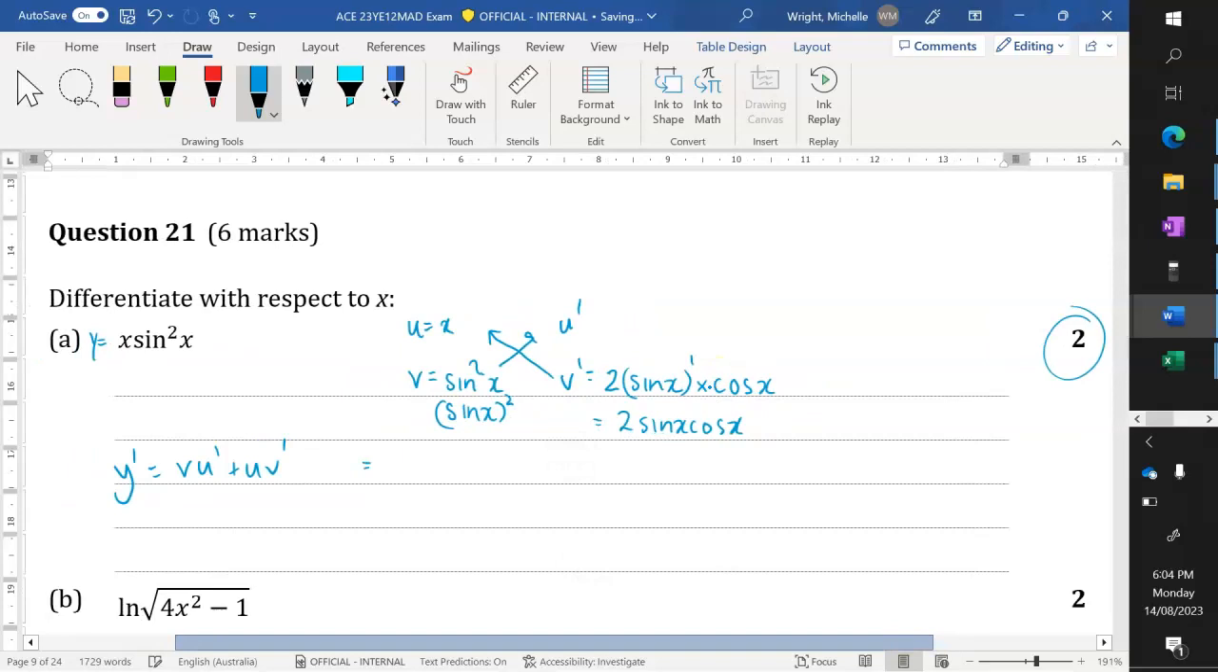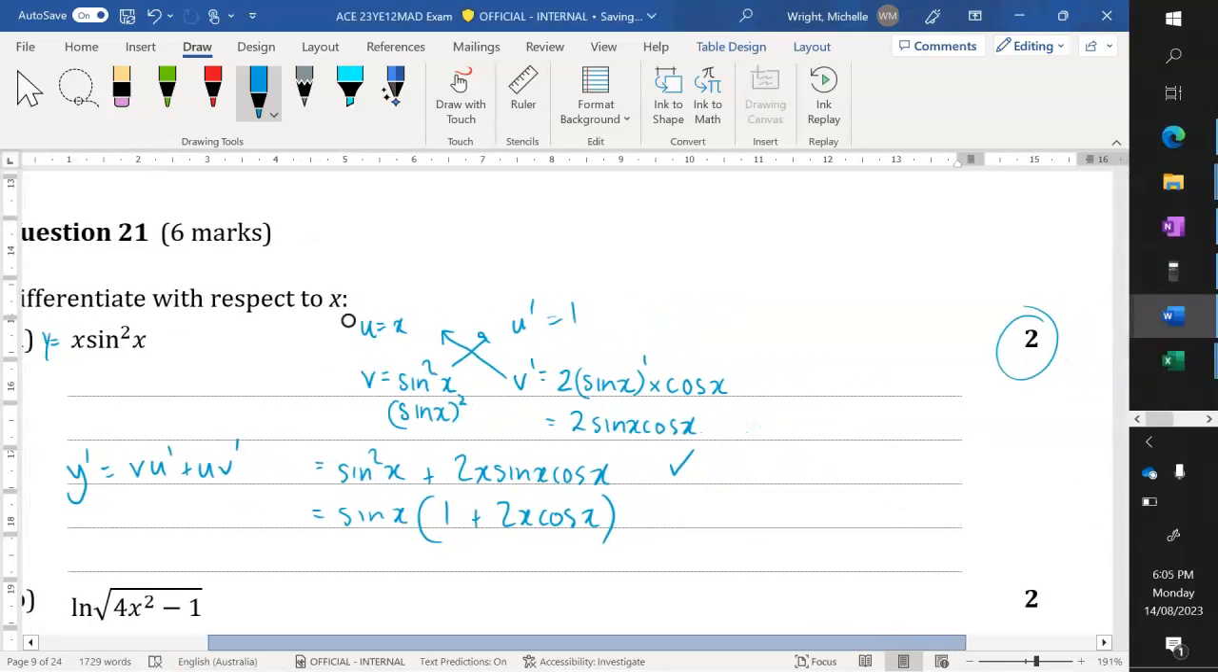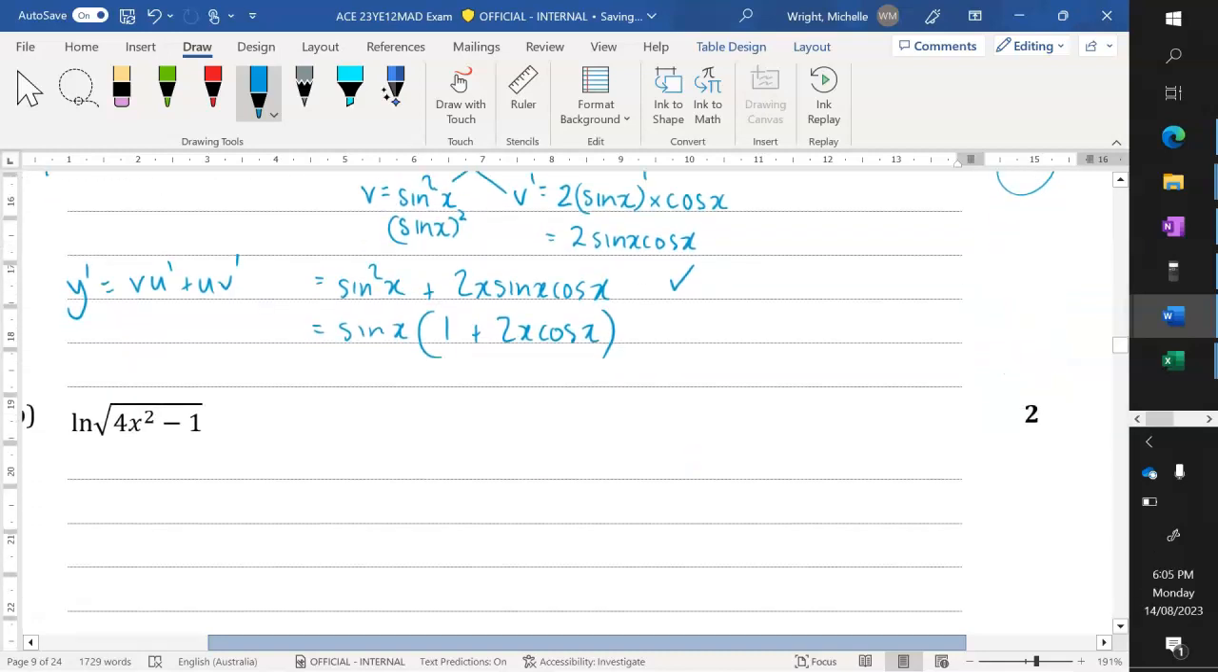So if we sort this out, what would you have gotten? You would have gotten, what do we got? Put my 1 in there. VU dash is sine squared x plus UV dash, which is going to be 2x sine of x cos of x, which you could have then factorized as sine of x and became 1 plus 2x cos of x. But I was happy with that answer there. So I think the main thing there is getting that differentiation of sine squared x right.